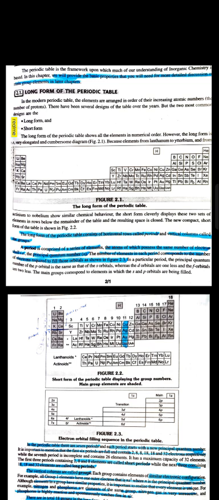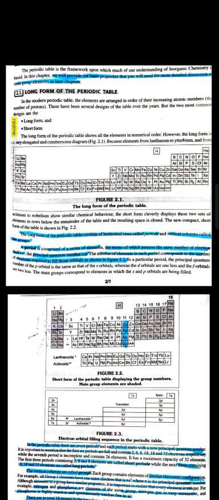In the modern periodic table, the elements are arranged in order of their increasing atomic numbers, that is, the number of protons. There have been several designs of the table over the years, but the two most common designs are the long form and short form. The long form of periodic table shows all the elements in numerical order.